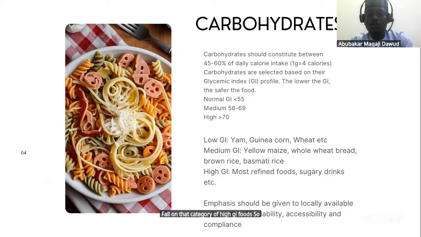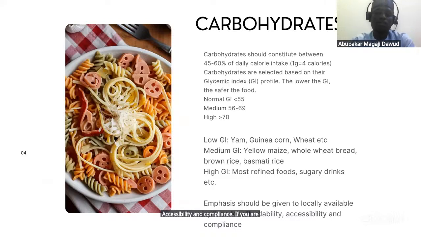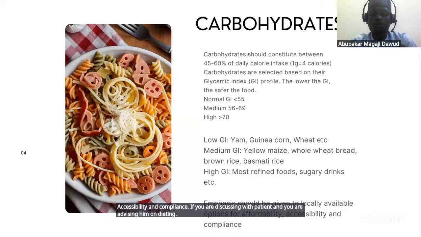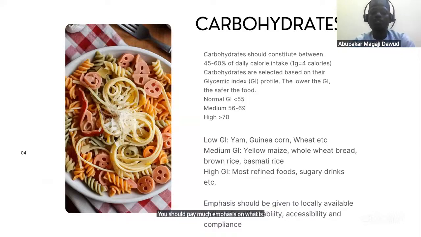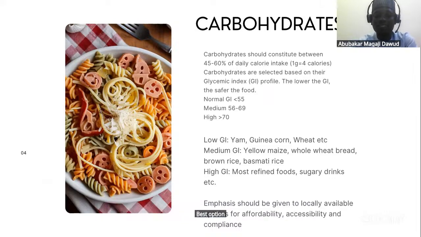So as I wrote here on the bottom, emphasis should be given to locally available options for affordability, accessibility, and compliance. If you are discussing with a patient and you are advising him on dieting, you should place much emphasis on what is locally available to that patient. And then you have the options. You can just use your phone and Google search what's the GI index of, let's say, water leaf. And then Google will tell you if there is any information available about water leaf and the GI index. And then you write them down, and then you and the patient discuss, to arrive at the best option based on accessibility first of that food, and then affordability for the patient.